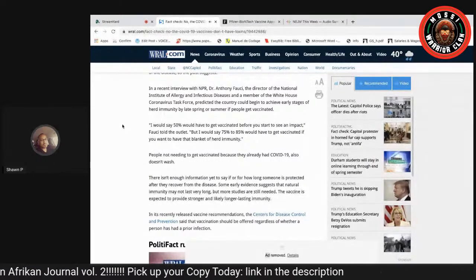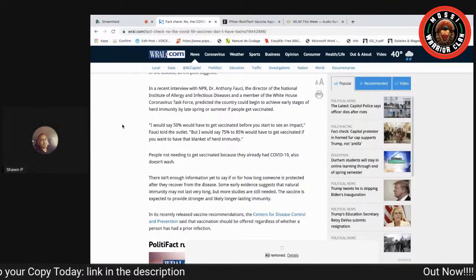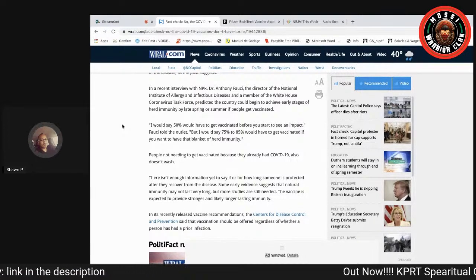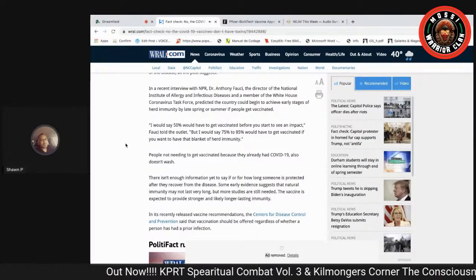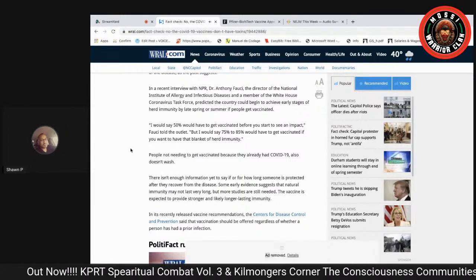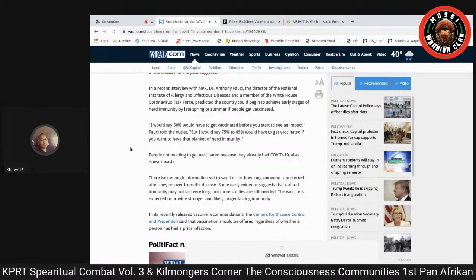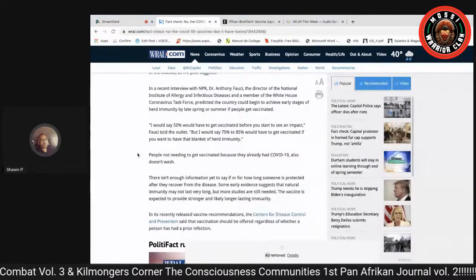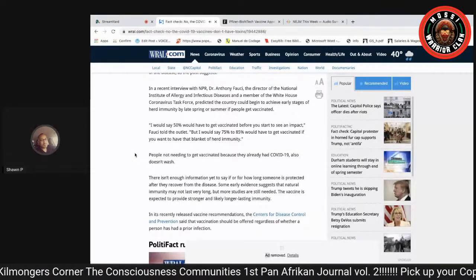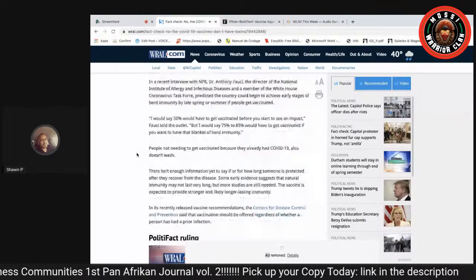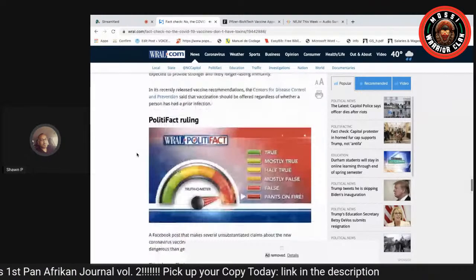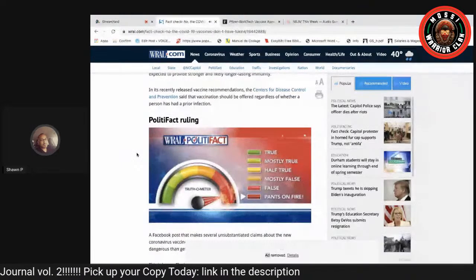People not needing to get vaccinated because they already had COVID-19 also doesn't wash. There isn't enough information yet to say if or for how long someone is protected after they recover from the disease. Some early evidence suggests that natural immunity may not last very long, but more studies are still needed. The vaccine is expected to provide stronger and likely longer-lasting immunity. In its recently released vaccine recommendations, the Centers for Disease Control and Prevention said that vaccination should be offered regardless of whether a person has had a prior infection.